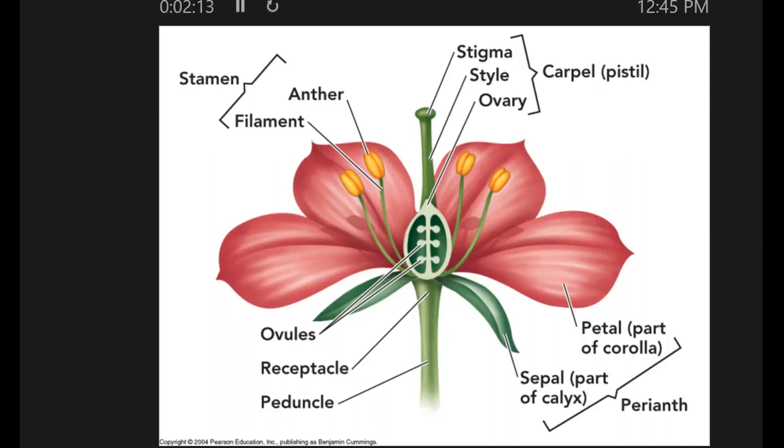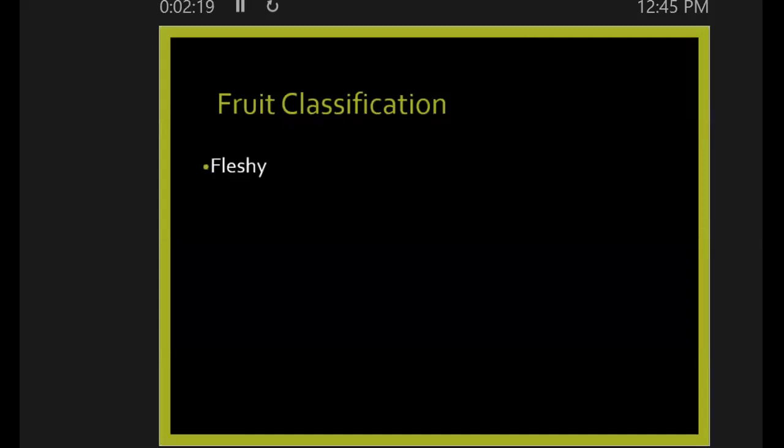Okay. And so when we look at all the variety of fruits, the first thing you ask is, is it fleshy or is it dry? That's like the first thing. And so fleshy means you have a definite exo-, meso-, endocarp. It's fleshy, like orange and peach, plums.